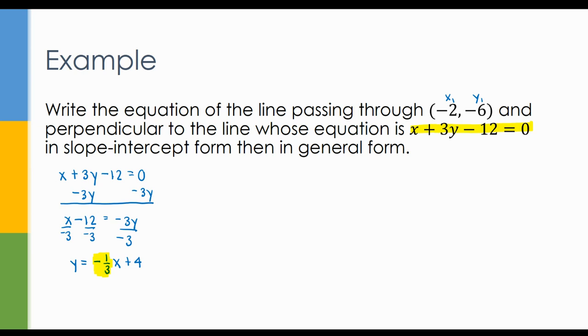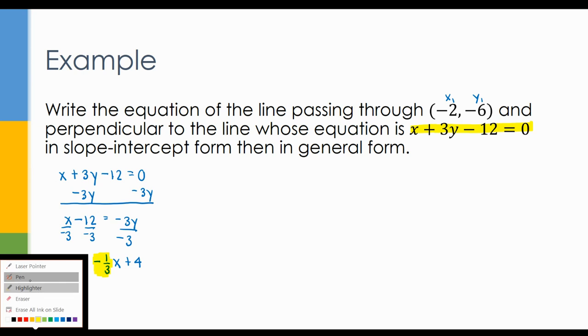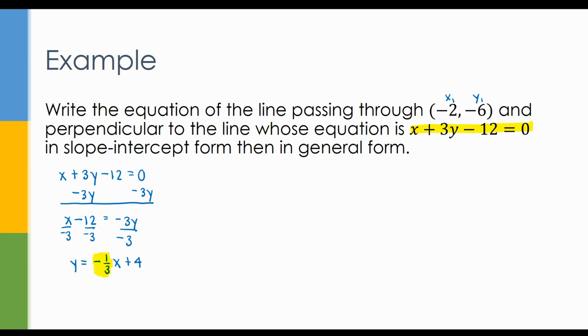But remember, we're talking about a perpendicular slope. So negative 1/3 is not the number I'm going to use to solve my problem. The slope that I want is the opposite reciprocal. Since this slope is negative, the slope I want is positive. Flip the 1 and the 3 around, and so the slope that I really need to use is 3. So I have my point of -2, -6, and I now have my slope of 3.